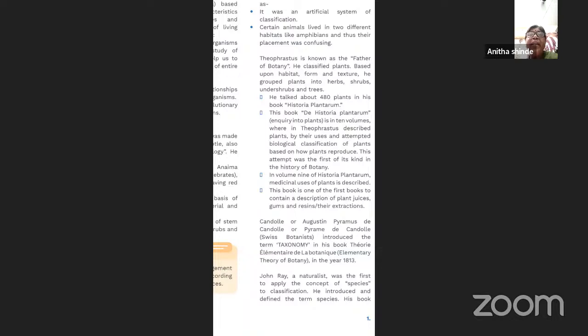Another scientist by name Theophrastus, who is considered to be the father of botany, he concentrated more on the plants. So he classified the plants, and based on their habitat, he divided them into different groups like herbs, shrubs, undershrubs, as well as the trees.